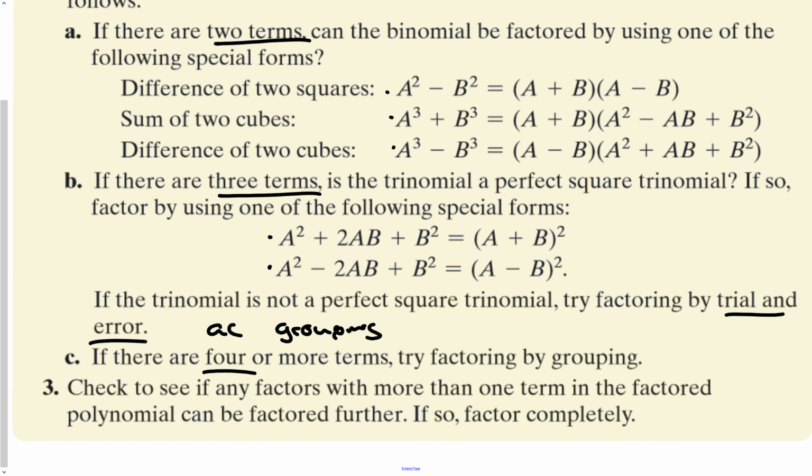Later on, we'll see that there are other techniques that we can use, like guessing a possible rational root and checking to see if it works with synthetic division. But for now, 4 or more terms, we're just going to stick with the grouping technique. Finally, once we factor one time, we're going to see if any factors with more than one term in the factor polynomial can be factored further. And if we can do it more.